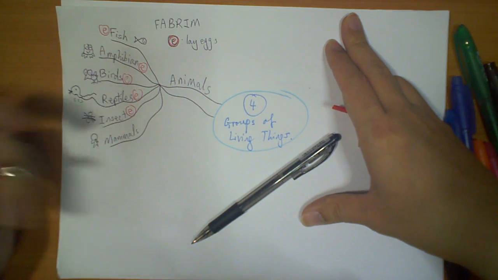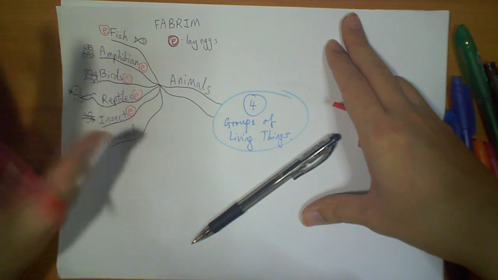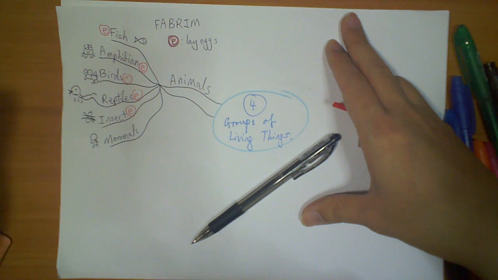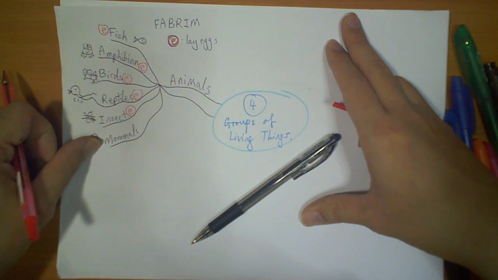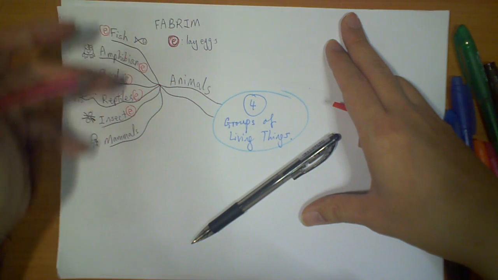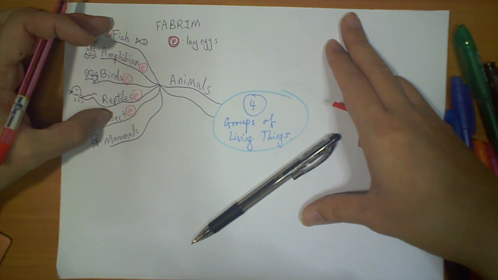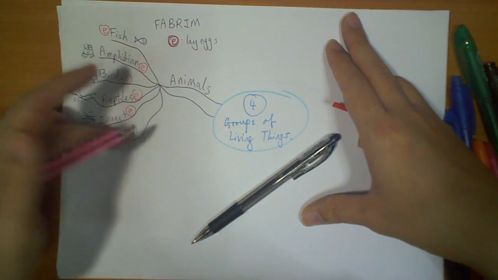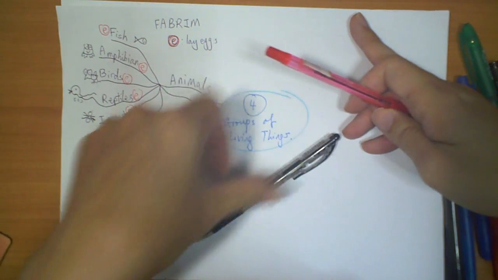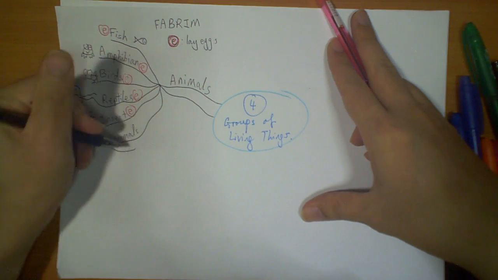Now, mammals, they don't lay eggs. Mammals don't lay eggs, with the exception of the platypus. Alright, most mammals don't lay eggs. So, the first 5 animals here, they lay eggs to reproduce. But how do mammals reproduce?